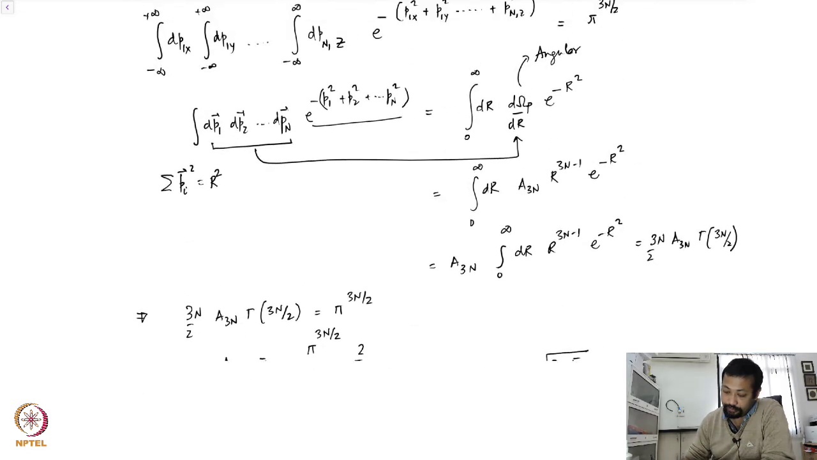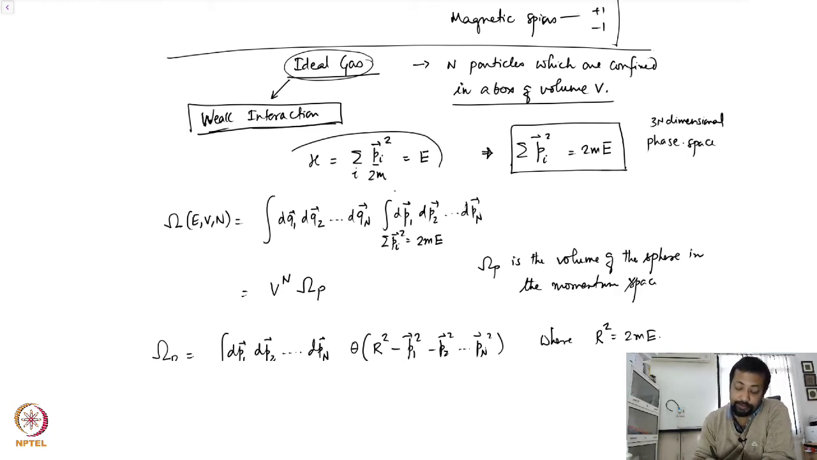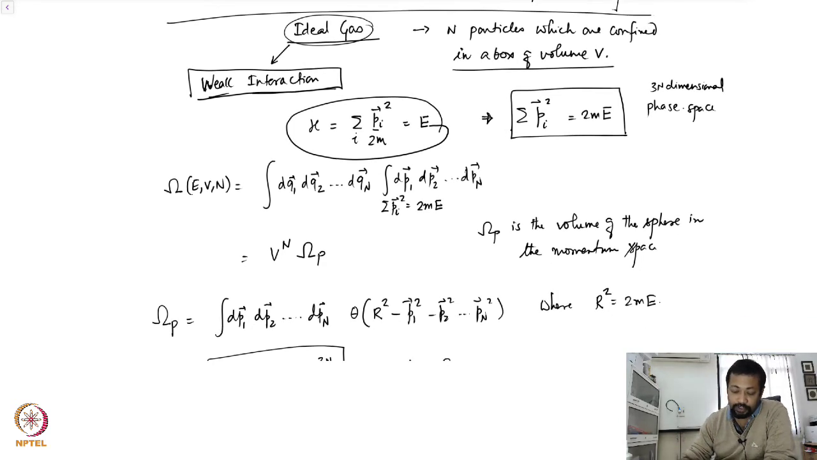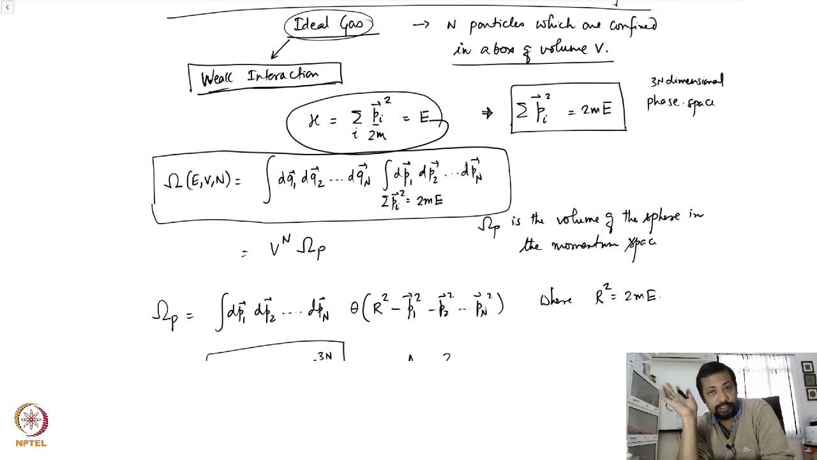So if you have not yet followed this, then we will very briefly go through it. We consider the system of an ideal gas where there are N particles confined in a box of volume V. Therefore, the Hamiltonian of the system is given by this, which means that in the phase space, the Hamiltonian does not depend on coordinates. So in the phase space, it's just a hypersphere in the momentum space, right?